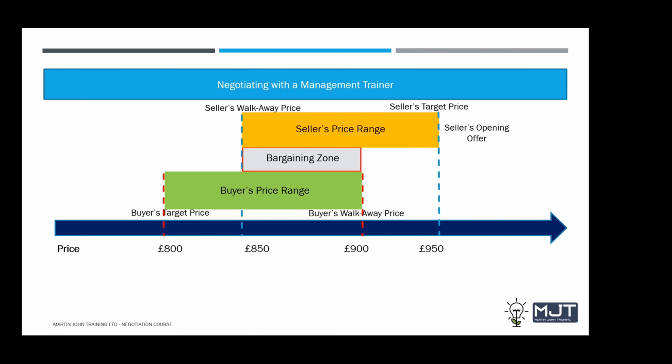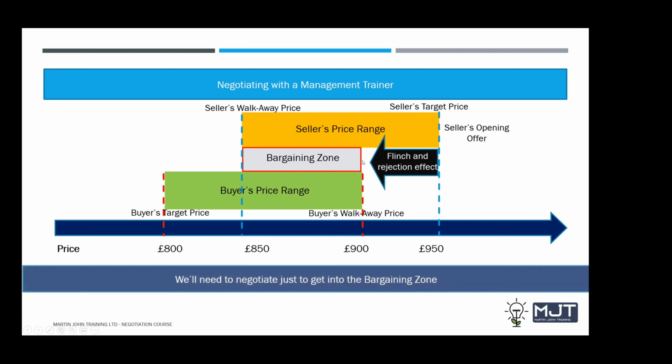Sometimes the flinch and also the price rejection are effective and can actually result in a reduced price there and then. But let's consider this example. So we've got a price concession from the seller, but we're still not down to our bargaining zone. So we have some work to do. We'll need to negotiate just to get to the bargaining zone.